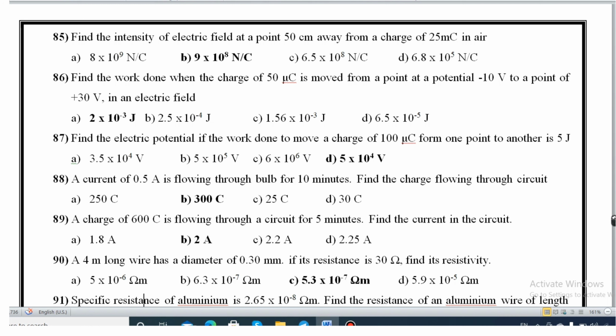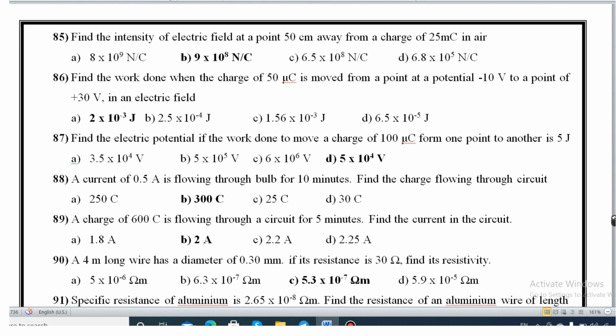Find the work done when a charge of 50 mu c is moved from a point at a potential of minus 10 volt to a point of plus 3 volt in an electric field. The work done is 2 into 10 raised to minus 3 joule. Find the electric potential if the work done to move a charge of 100 mu c from one point to another is 5 joule. Then the electric potential is 5 into 10 raised to 4 volt.